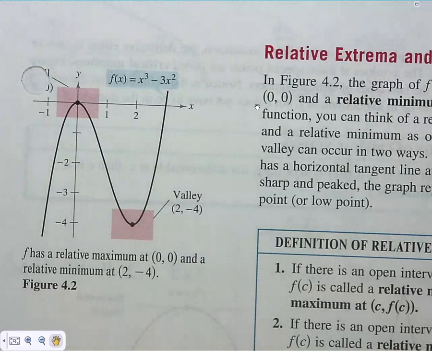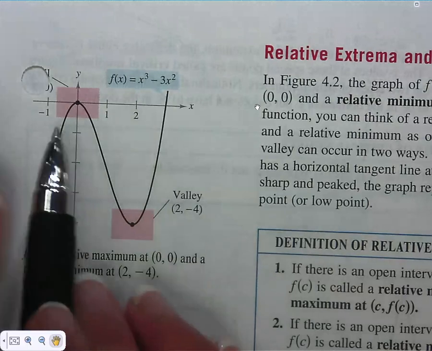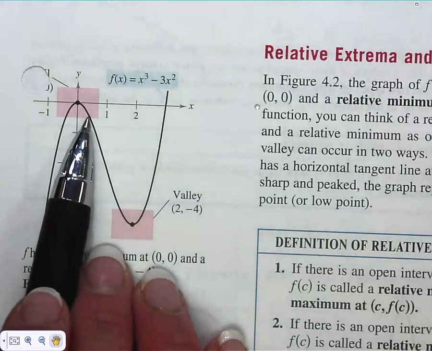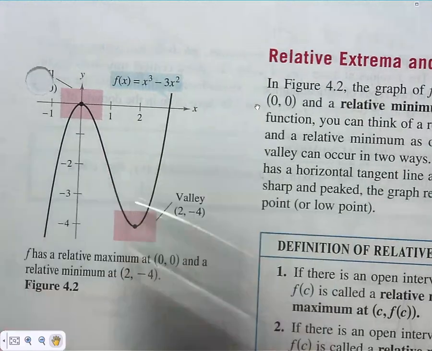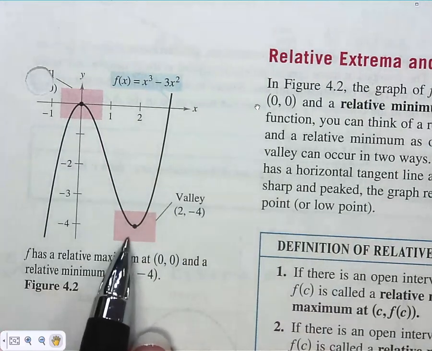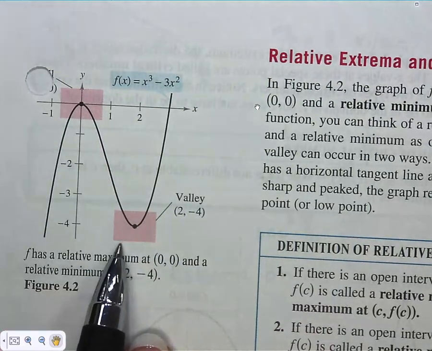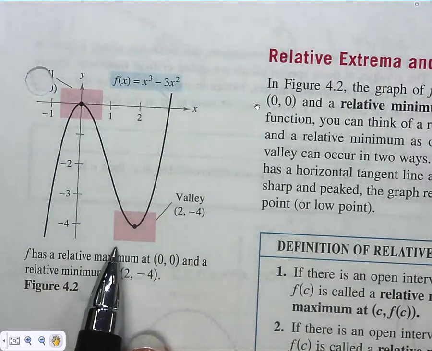If that is x cubed minus 3x squared, there is no absolute highest point on the whole graph, because we know that goes forever down on the left and forever up on the right. So there's no absolute maximum for that function. But we would say 0, 0 is a relative maximum because it's higher than what's on either side of it, and 2, negative 4 is a relative minimum because it's lower than what's on either side of it.